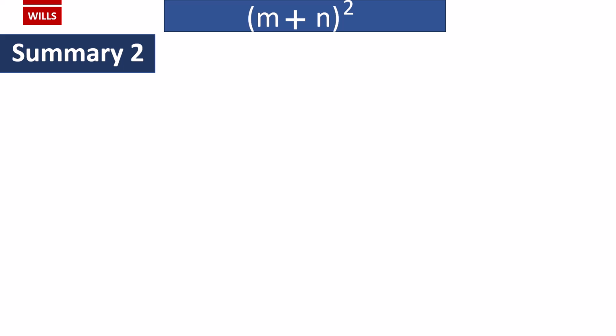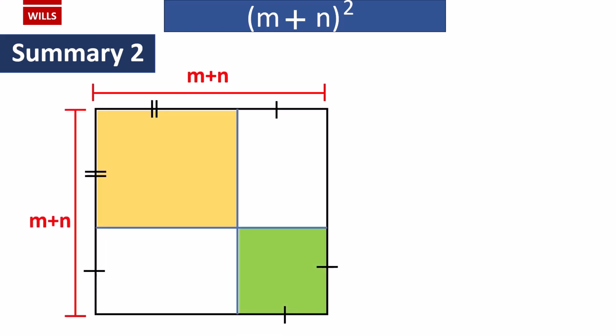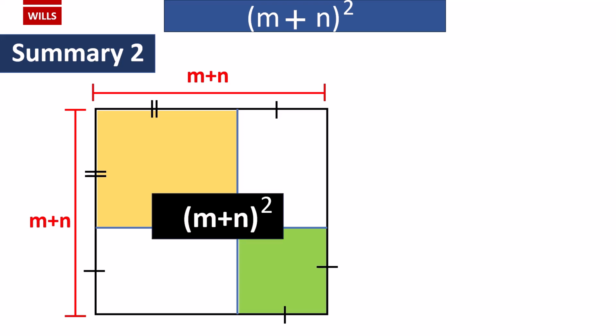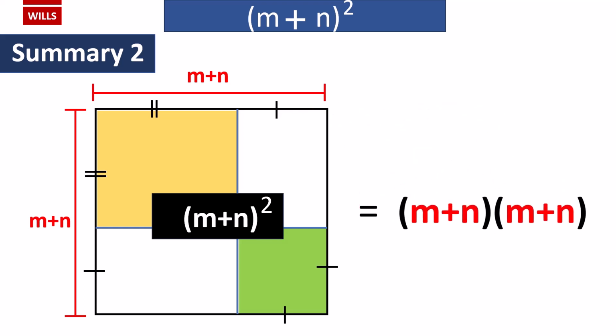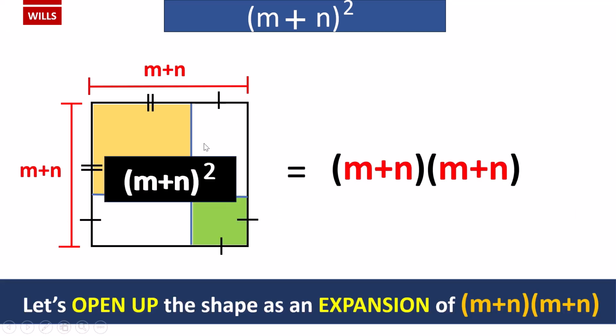Summary 2. We have seen that when we have a square with length m plus n, we get an area of m plus n all squared, which is equal to length times length, which is m plus n times m plus n. Now look at this carefully.